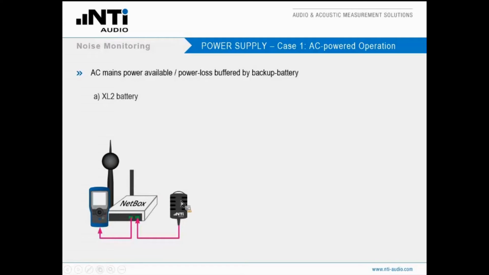One solution could be the XL2 battery. I show you how that works. Here we have our noise monitor. We have a power plug. We can plug our supply here into that plug and connect it to the netbox and the XL2. So from here we get all required power. And just in case that this power fails, we would have the internal battery within the XL2, which would continue to run that sound level meter for a while in order not to miss any important event, any sound level during the downtime.